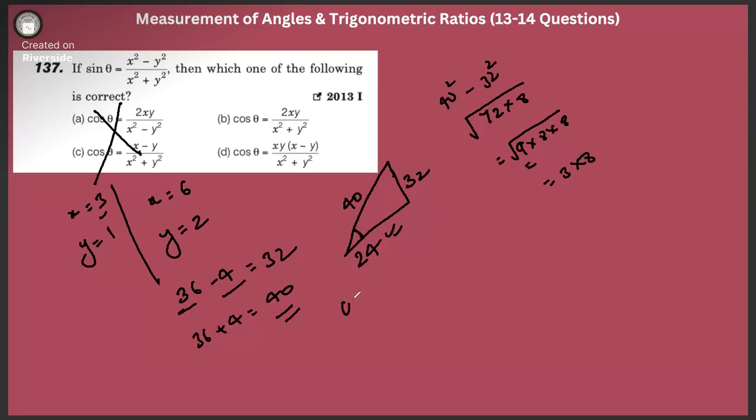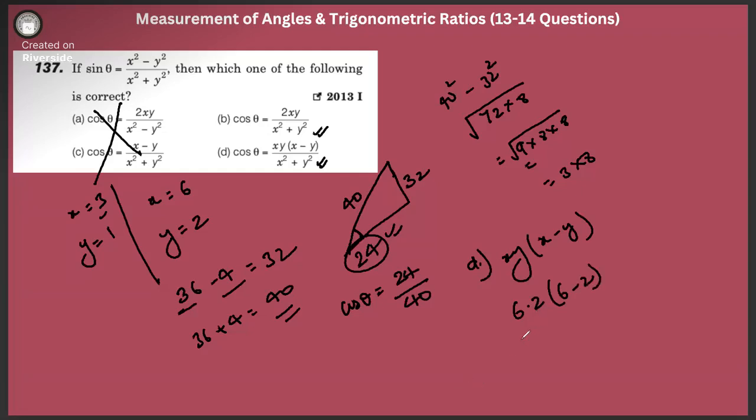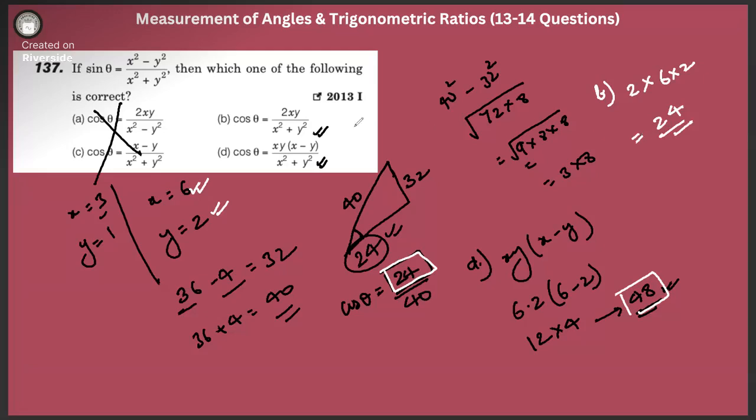right? So what is the value of cos? Cos theta is adjacent by hypotenuse. Down below, we know that is correct. Okay, so if we want to check option D, the numerator part of it, xy into x minus y. X is this much, x minus y is how much? 12 into 4. It is getting us 48. How much do we want? 24. If we check for option B, 2 into xy, with x and y as 6 and 2, how much are we getting? 24. So we will conclude that D is not the right answer. B is the right answer.